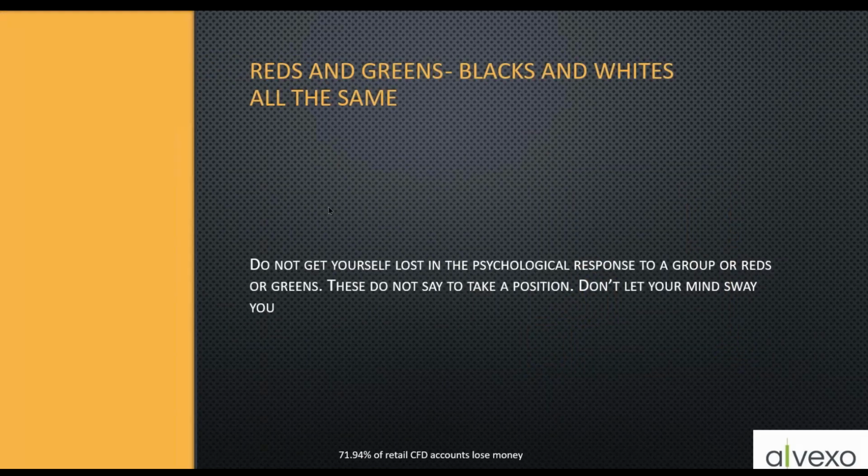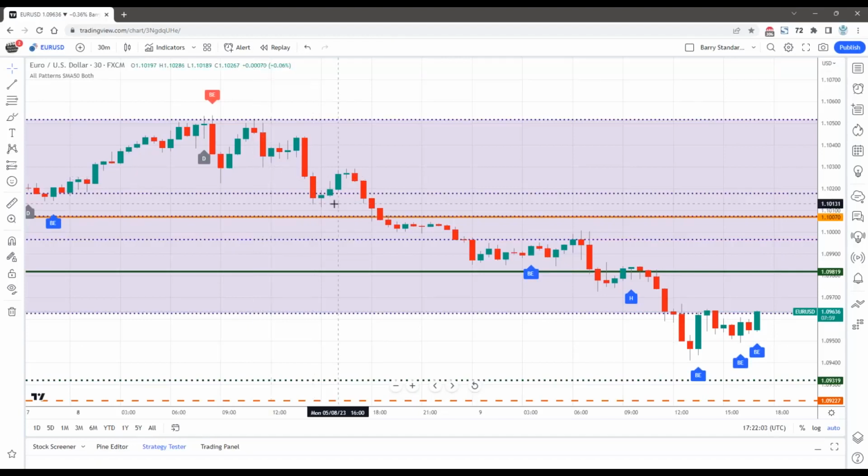But don't get lost in a psychological response to groups of reds or greens, because these do not say to take a position. So don't let your mind sway. Let's pull up a live chart here. Don't get lost when you see lots of reds. Don't get lost when you see 4 greens in a row. You're seeing a visual representation of price, but don't get caught up in all the colors. Don't make decisions because you see lots of red on the screen. Now, we'll come back to this in a second.